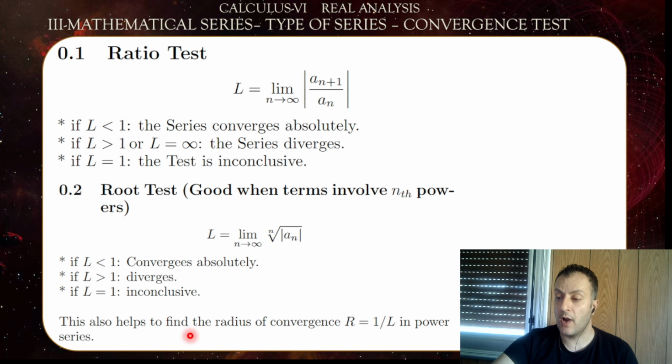This also helps to find the radius of convergence, by the way, or in other words, the values for which the series converges. So it is given by R equal to 1 over L, which is the inverse of the limit. That would be the radius of convergence.